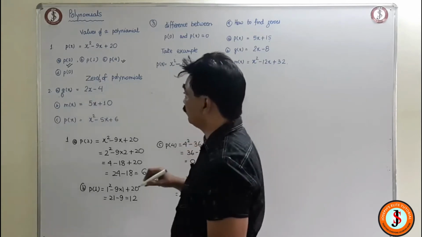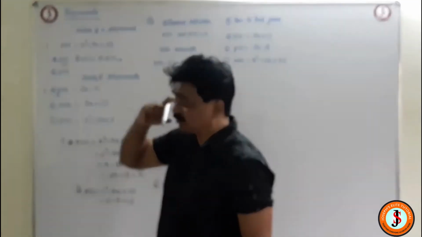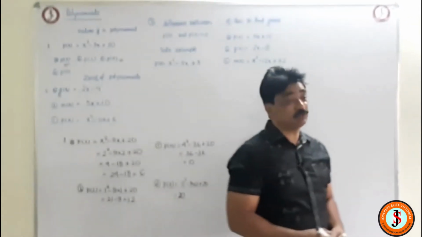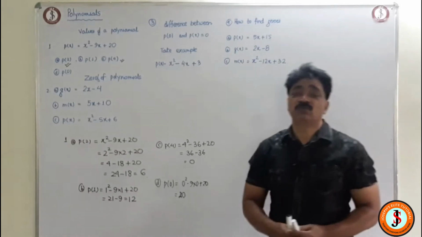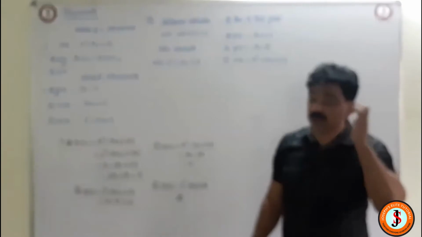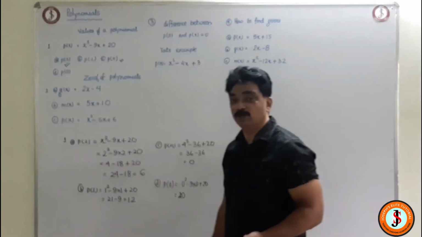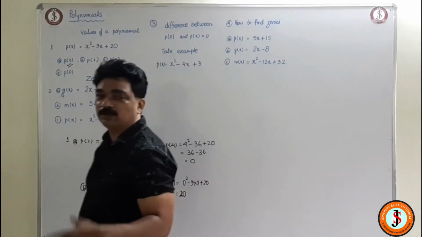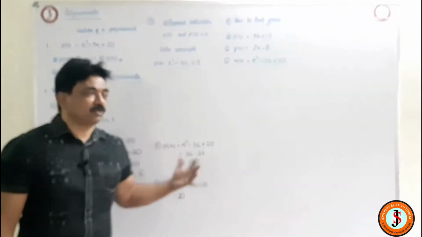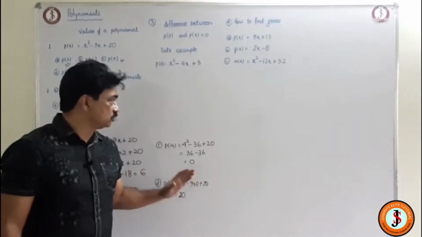So if they tell find out the zero, that means you have to search for a value which when kept in the variable will give you the answer 0. But if they say evaluate P(0), that means instead of the variable, instead of x or a or whatever it is, you have to put a 0.